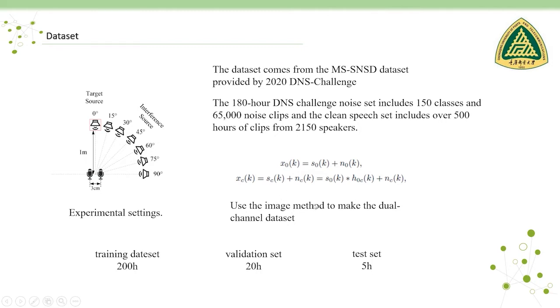We use the image method to make the dual-channel dataset, as is shown in the figure. In addition, the training dataset is 200 hours, the validation set is 20 hours, and the test set is 5 hours.